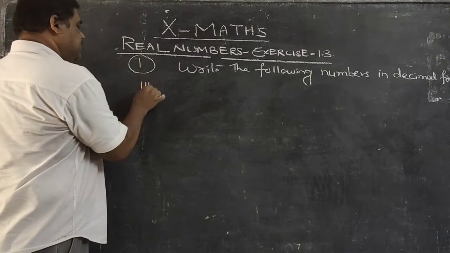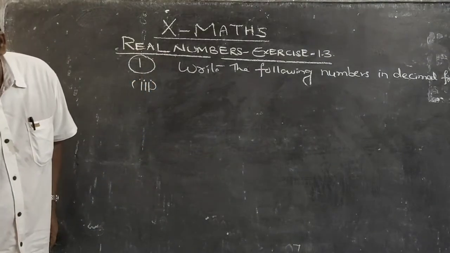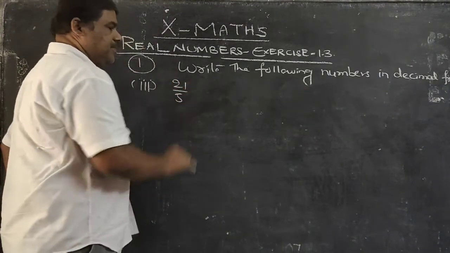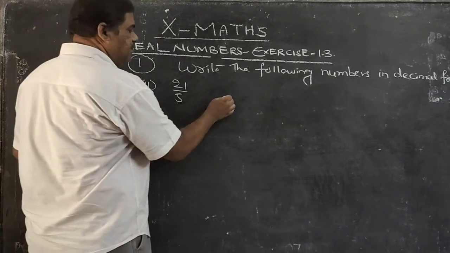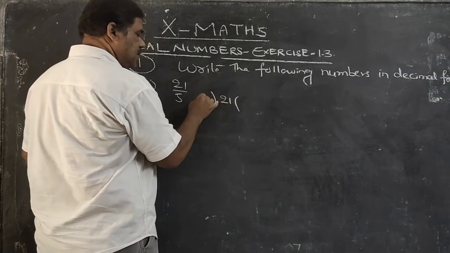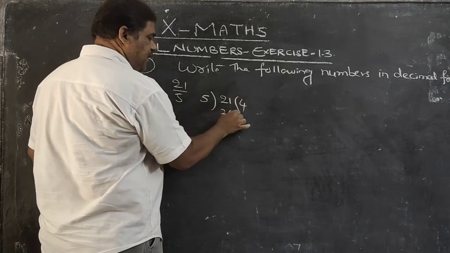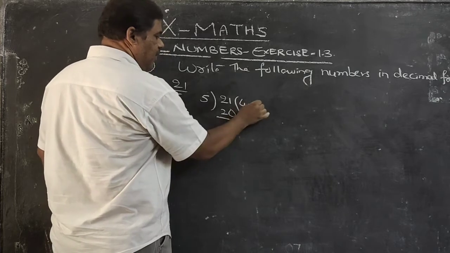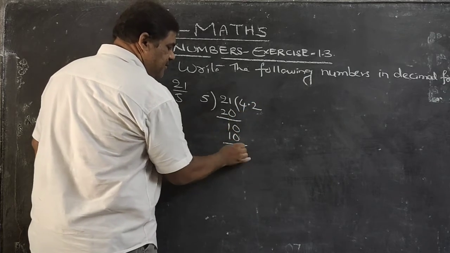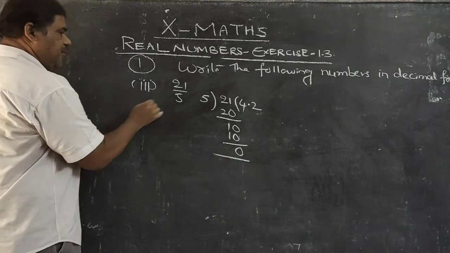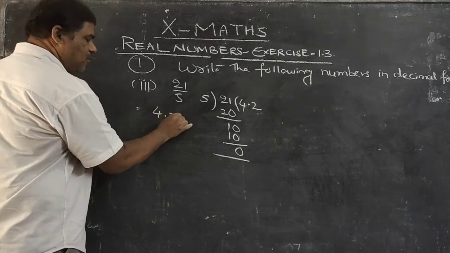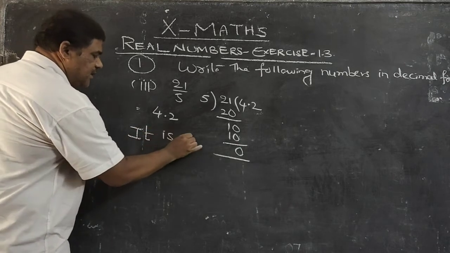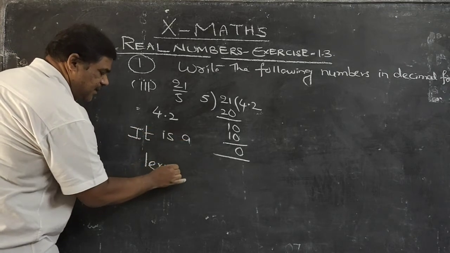Write the third one: 21 by 5. Here let us divide 21 by 5. 5 4s are 20. Remainder is 1. Keep point and 0. 5 2s are 10. So the division process is ending. So 21 by 5 in decimal form is 4.2. The division process is ending, so we can conclude that it is a terminating decimal.